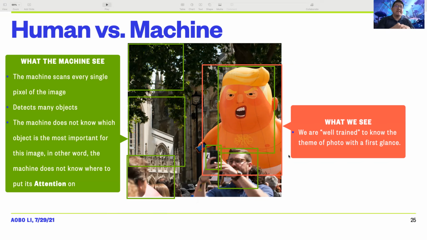So the machine scans every single pixel of the image, and it detects many objects. But the machine does not know which object is the most important for the image. In other words, it does not know where to put its attention. But as human beings, we are very well trained. When we look at this picture, we know this picture is about the balloon. It's not about the church. It's not about people holding the cell phone. We are well trained to know the theme of the photo at first glance. The mechanism behind our thinking is what we call the attention mechanism.